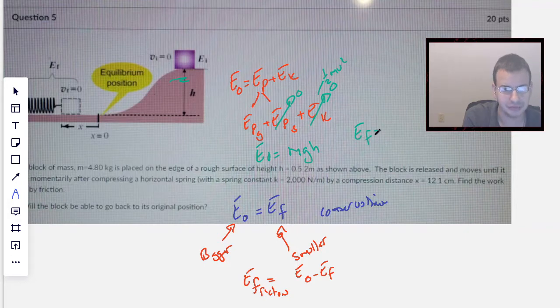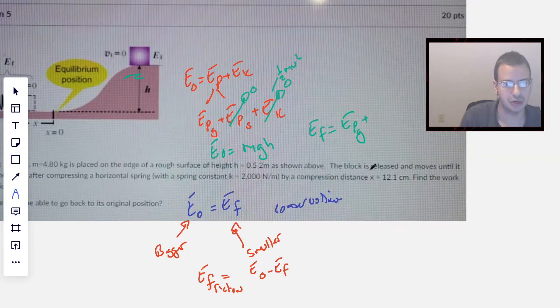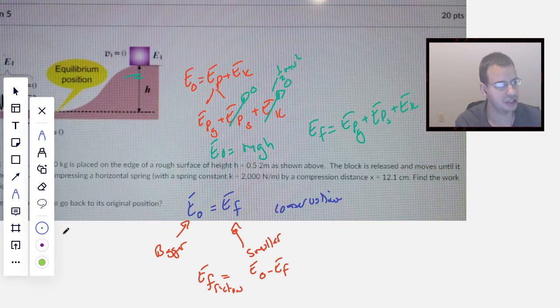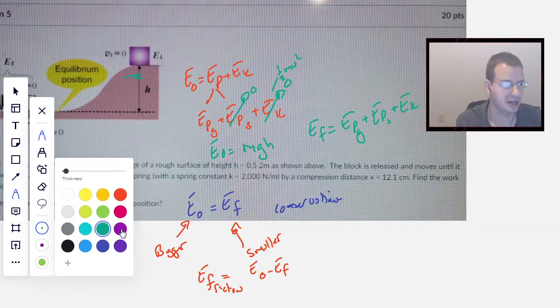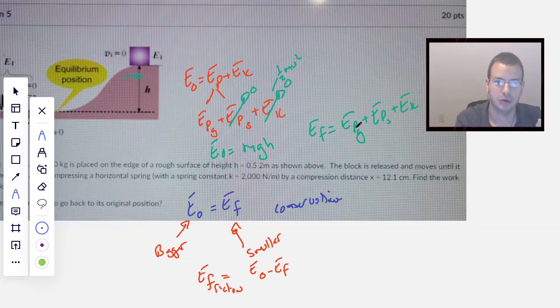Energy final, same idea: energy potential gravitational plus energy potential spring plus energy kinetic. Now, you might be wondering how many different types of potential energy and kinetic energy there are, or at least formulas for such. The answer is many. Energy potential is just energy that's due to position. Energy kinetic is energy that's due to motion. In the case of a spring, energy potential spring is due to how compressed the spring is. Energy potential gravity is how far apart two masses are.